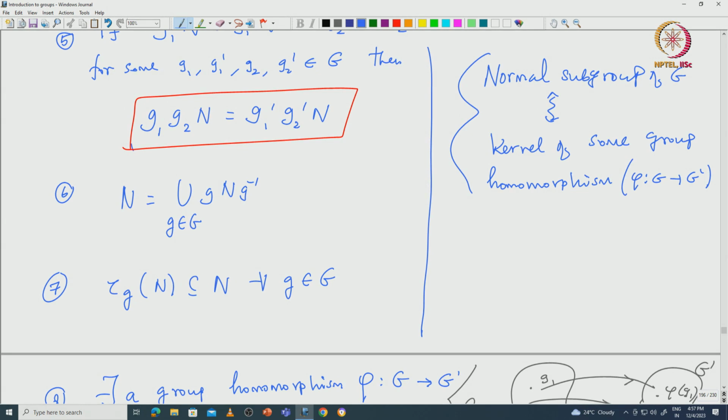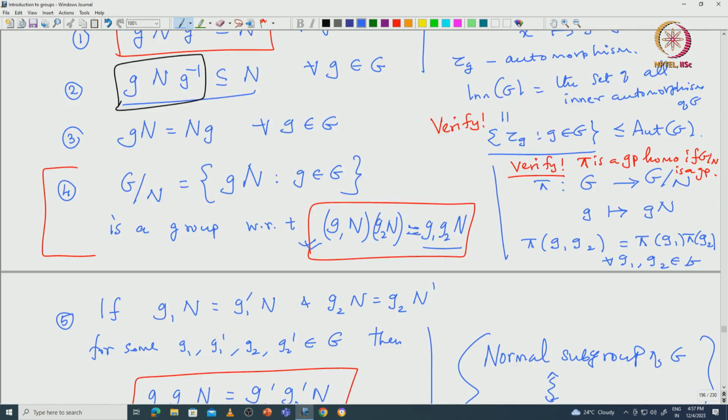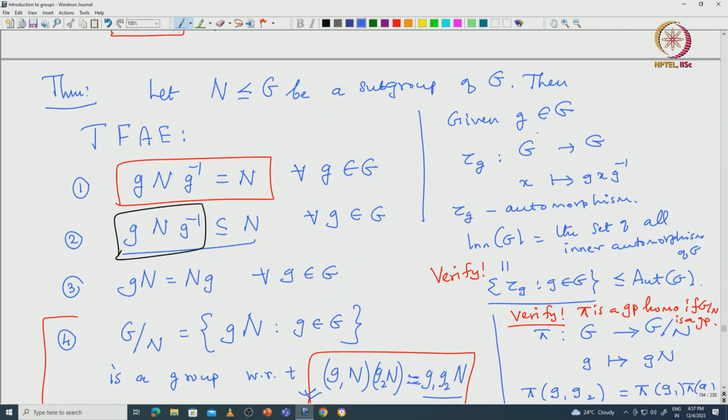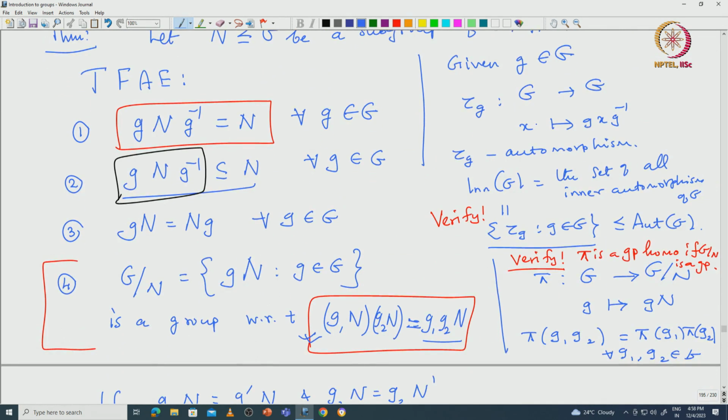So these G modulo N are called quotient groups or factor groups. So you will be able to produce many interesting families of factor groups or quotient groups. Again, both ways it's very, very interesting. Okay, so I will prove one or two of these characterizations, and then I will leave it to you to check the remaining. So maybe I will try to prove that 1 to 4 are all equivalent.